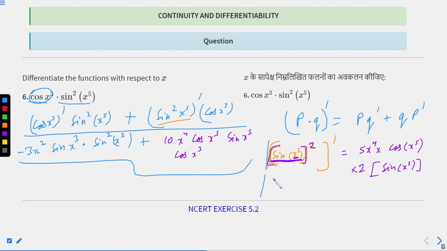What is happening? I am using the chain rule, but not in the formal way. I am just directly using it, the brackets rule. Suppose you have brackets like these, then start with the derivative of the inside, multiply with the derivative of the outside thing. That's what I am using. That's it for this 6th question.